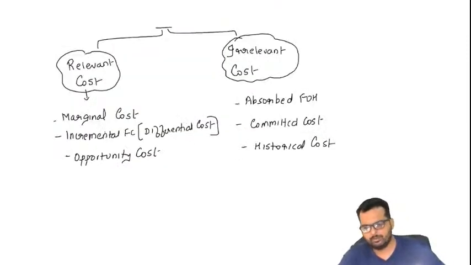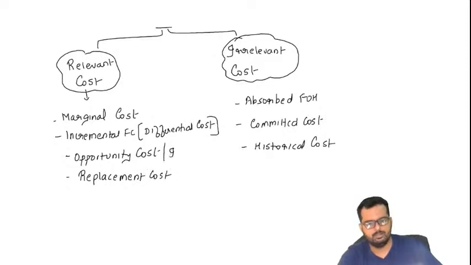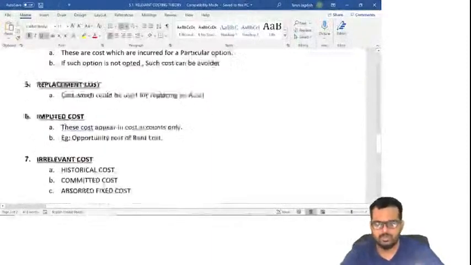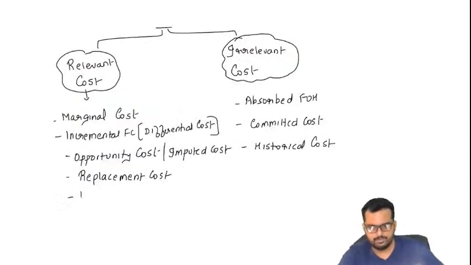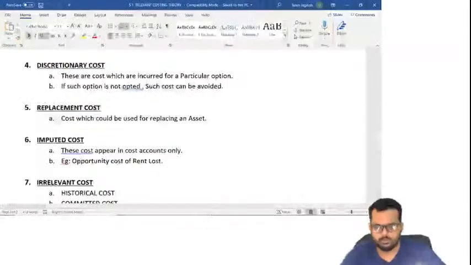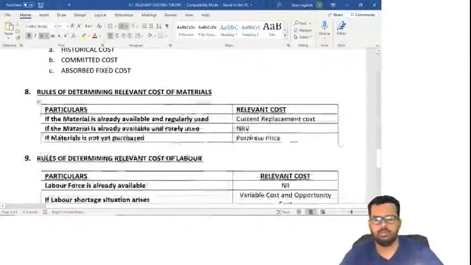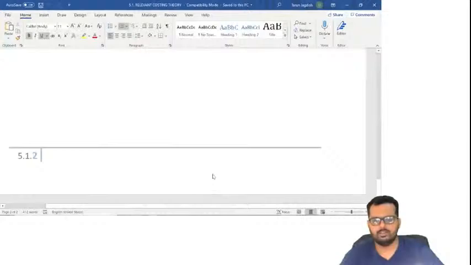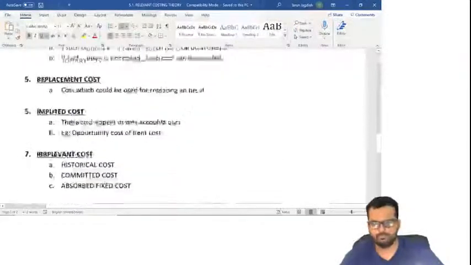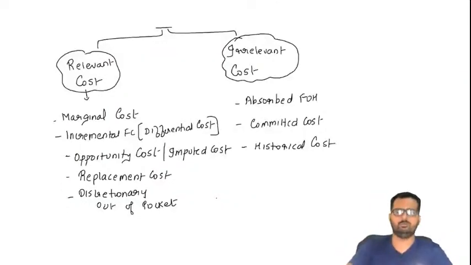Have I taken replacement cost over here? No, right? Okay, replacement cost is relevant. This is also called imputed cost in some situations. Discretionary cost is relevant. And there is one more thing called out of pocket cost. I think I've covered all these points. Okay, friends, can you draw this chart in your books now?